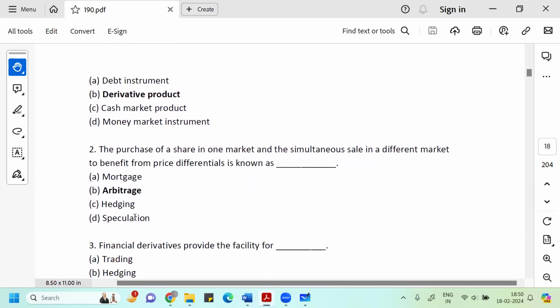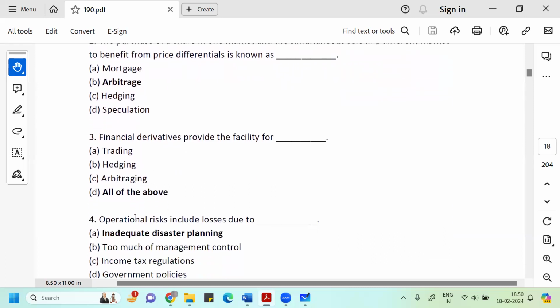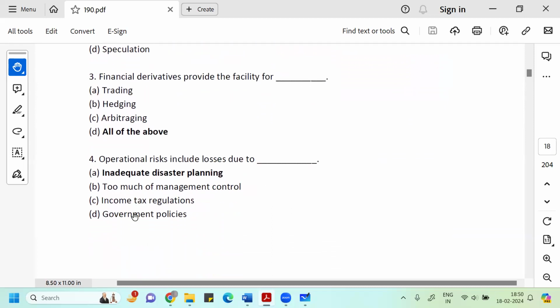Then the next thing, the purchase and sale of any underlying asset in two different markets, that is basically a process of arbitrage. When you talk about financial derivatives, it gives you a facility that you can hedge, you can speculate, and you can even arbitrage.